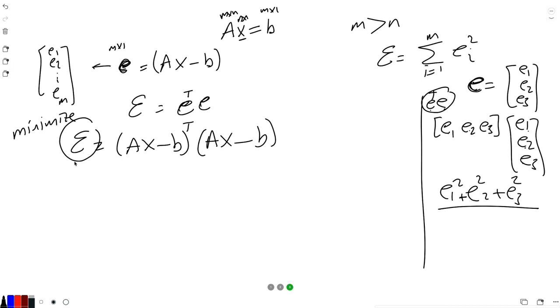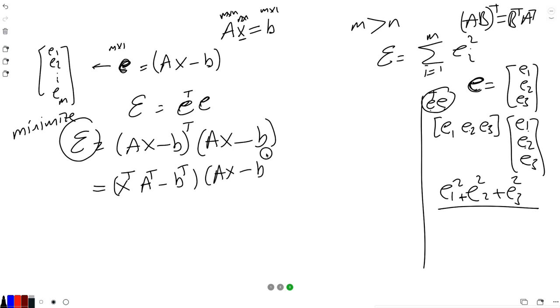Okay. So now, because we take the transpose, as I said in the beginning, remember that (A times B) transpose equals B transpose A transpose. This is what we are doing here. So we have here A times X, but here we have a transpose. We can distribute the transpose inside. So this will be X transpose times (A transpose minus B transpose). So now we convert the transpose to be inside this equation, and times (AX minus B).